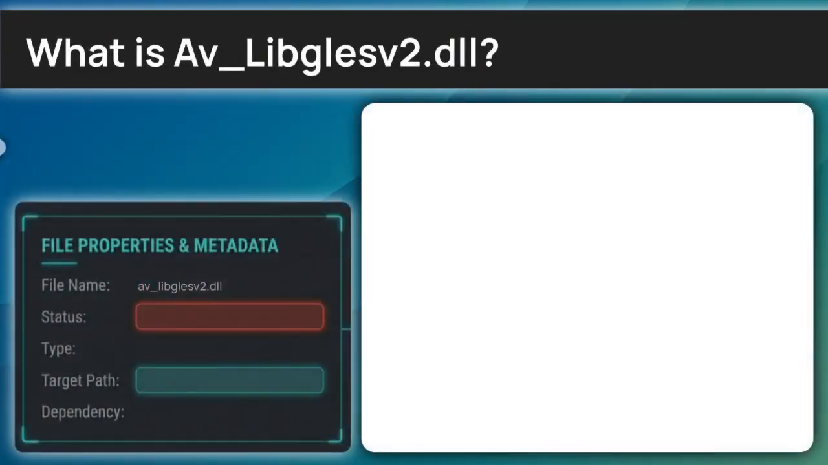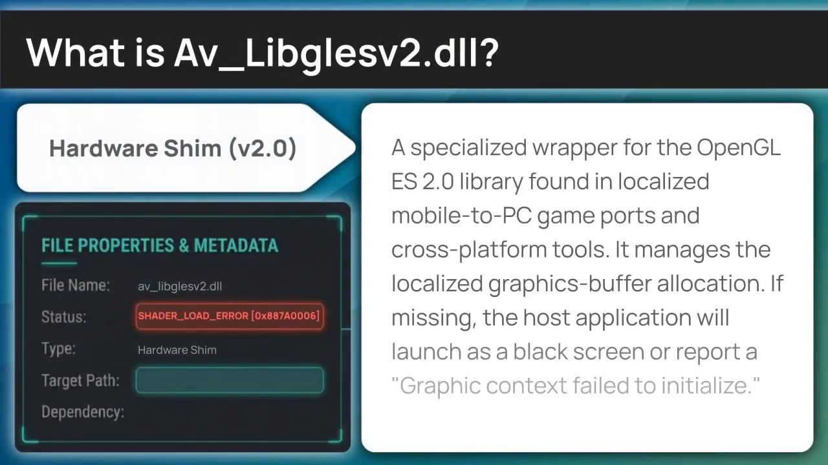This is the audio-video libGL ES version 2, a specialized wrapper for the OpenGL ES 2.0 library, found in localized mobile to PC game ports and cross-platform tools. It manages the localized graphics buffer allocation. If missing, the host application will launch as a black screen or report a graphic context failed to initialize.